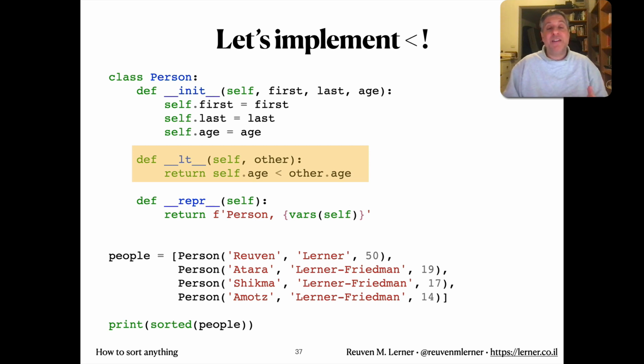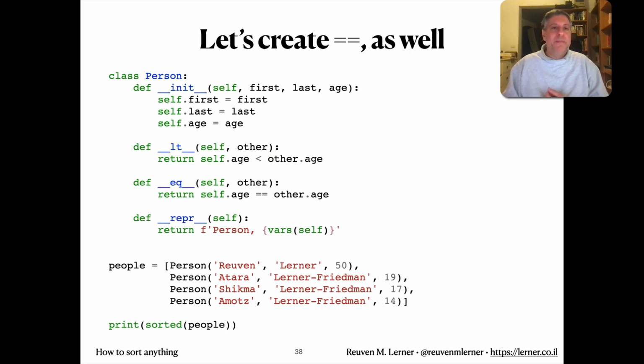Now, here I've decided to sort by age, but I could have sorted by anything, right? It's up to me when I implement my class how I want to do the sorting. Well, I can also implement equal equals. That's implemented as the method dunder eq. Right, and now I can know whether 2 person objects are equal to each other. Without this, actually, equal will not work on 2 person objects.